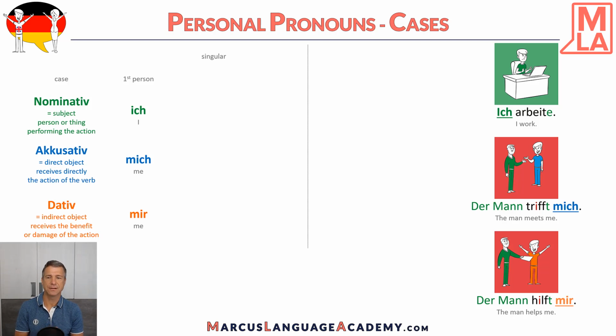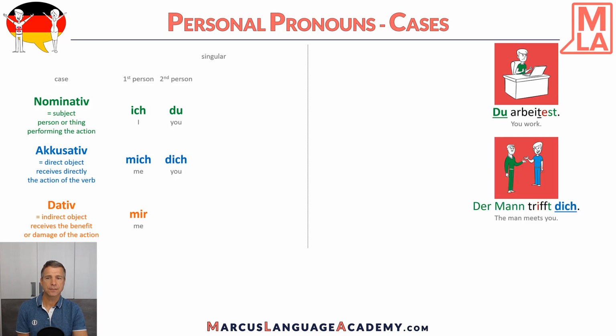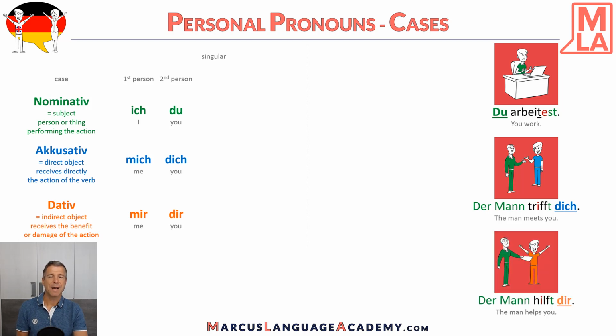So therefore dative case. So let's see what happens in second person. In second person the pronoun in nominative is du. For example, du arbeitest, you work. And accusative, dich. Der Mann trifft dich. The man meets you. And in dative case, any idea? What do you guess? Yes. Der Mann hilft dir. The man helps you, so the pronoun here is dir.